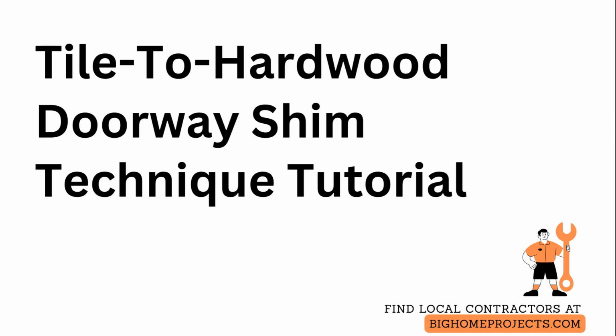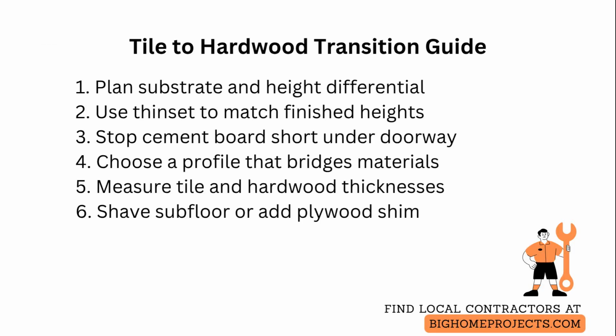Create a transition that keeps the floor level, safe, and visually cohesive between bathroom tile and adjacent hardwood. Start by planning the substrate and height differential before laying any material so you can avoid shaving or building up later. Use a thinset technique for tile that allows the finished tile surface to match the height of the hardwood plus any underlayment. Stop cement board short under the doorway by roughly the thickness of the transition assembly so the hardwood subfloor can be exposed for a secure nail or glue attachment.